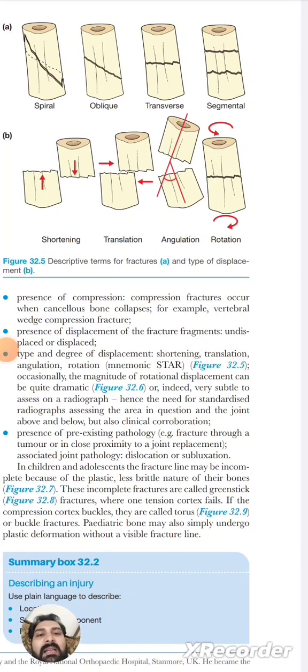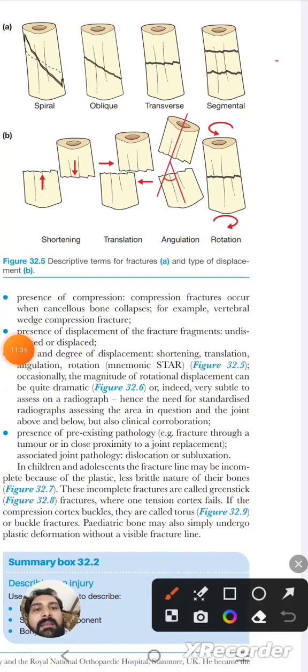When the energy is high and bone fractures at two places and an intervening segment is created, it is called segmental fracture. The two main ends of the bone are not in direct contact to each other. There is an intervening segment of the bone. It is called segmental fracture.